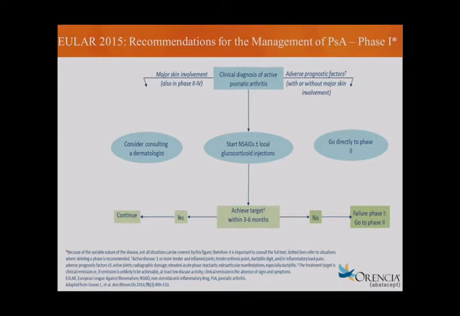So after you establish the diagnosis, start the patient on NSAID with or without local corticosteroid. If you achieve the target within 3 to 6 months, continue your therapy. If the patient is having inadequate response or the patient developed toxicity to these drugs, start methotrexate or its alternatives like leflunomide or sulfasalazine. If you achieve the target within 3 to 6 months, continue your therapy.